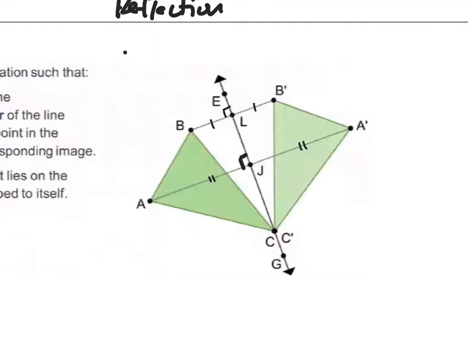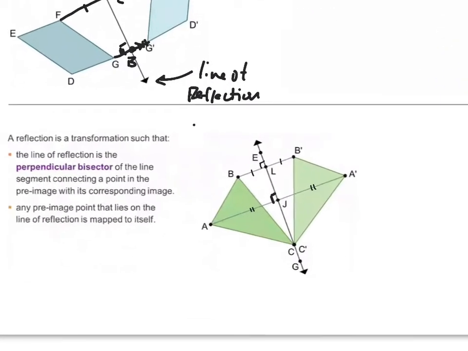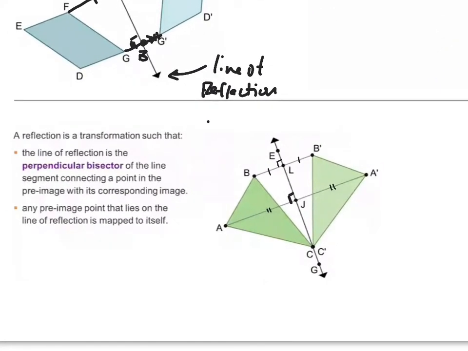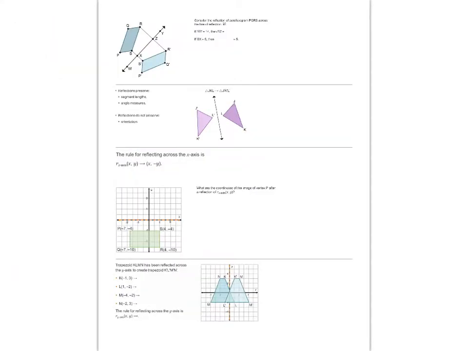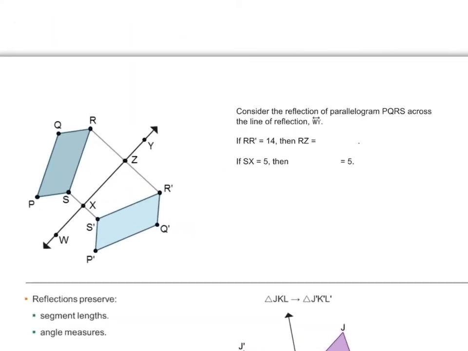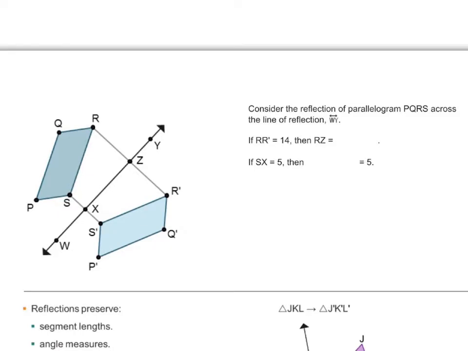Whenever you know that something is reflected, you need to make sure you're able to draw this picture. So let's go into the first part. It says that we have this reflection of parallelogram PQRS across this line of reflection WY.